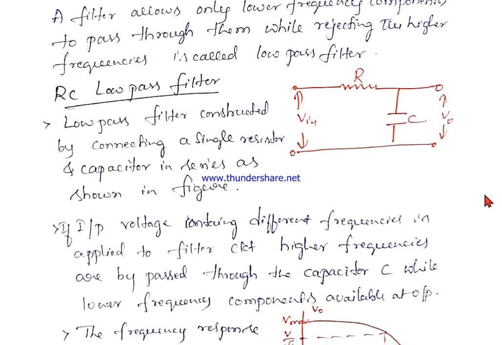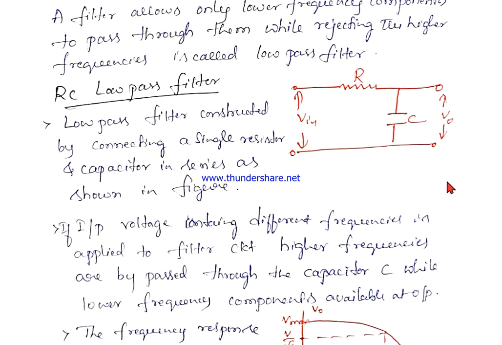We can construct filters in many ways, by inductor and resistor, inductor and capacitor, and likewise. In this class we will discuss the RC low pass filter. The resistor and capacitor are connected as shown in the figure, so that one end of the resistor is connected to the positive of the voltage supply, and the capacitor is connected to the other end of the input voltage source.